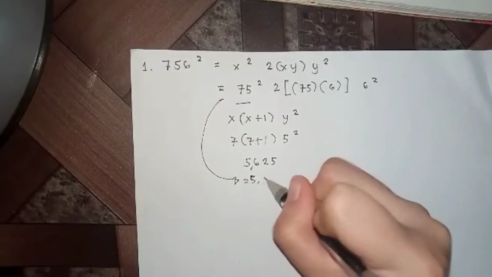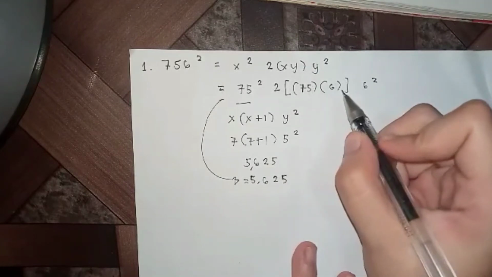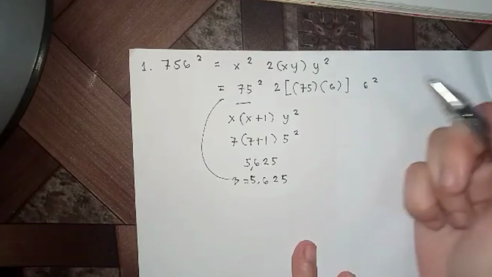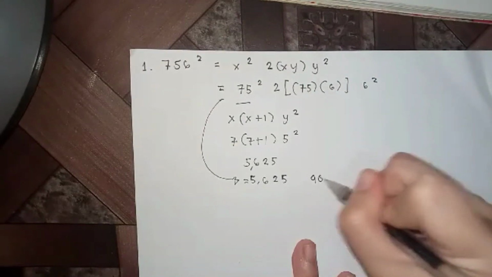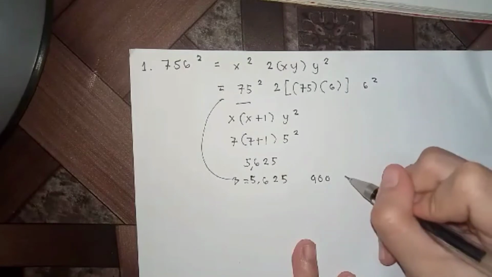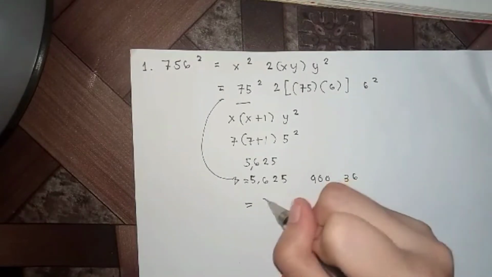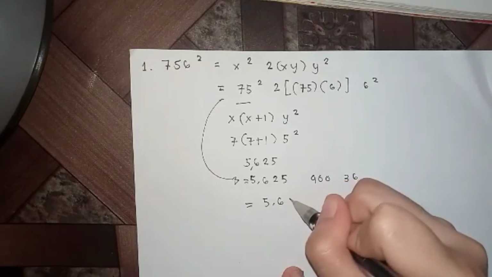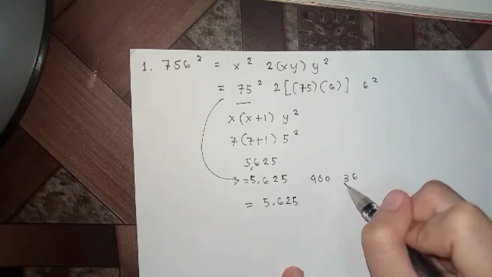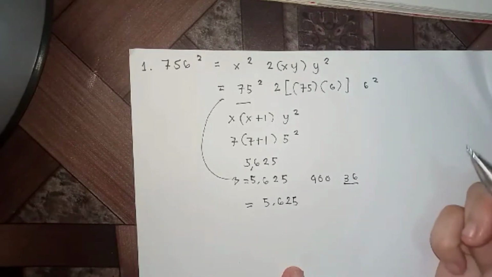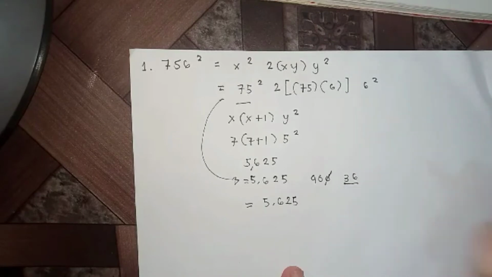So we have to copy. And then 75 times 6 is 450. Times 2 is 900. And 6 squared is 36. So in this case, copy 5,625. Since our y squared is 2 digits, we have to cancel out 1 digit from 900.